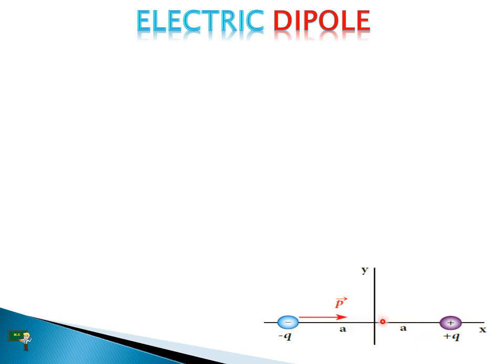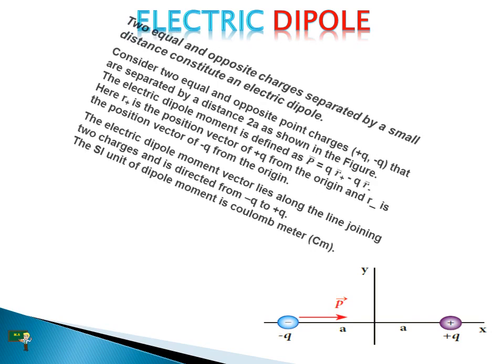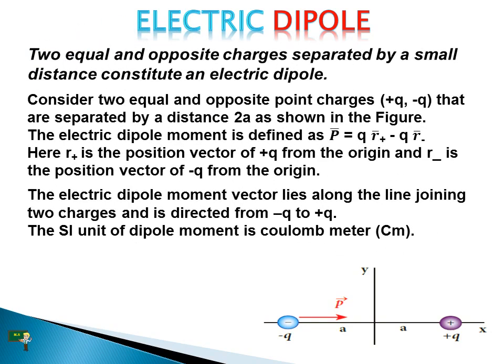Here, what do you mean by this electric dipole? This is the electric dipole. Even in each and every electric connection, we will have an electric dipole. Two equal and opposite charges, minus q and plus q, are equal but opposite charges separated by a small distance. That means from the midpoint, this is one a and this is another a. So here we use 2a. Two equal and opposite charges separated by a small distance constitute an electric dipole.